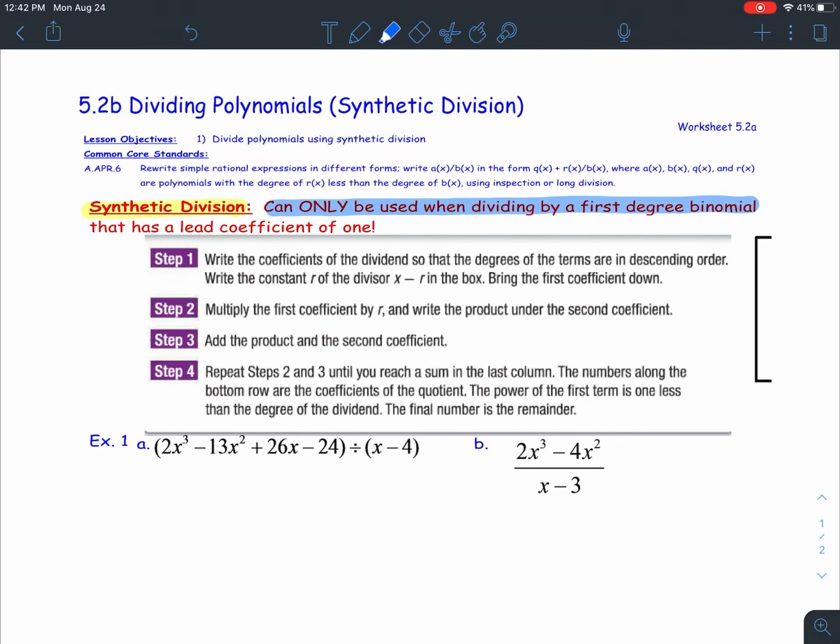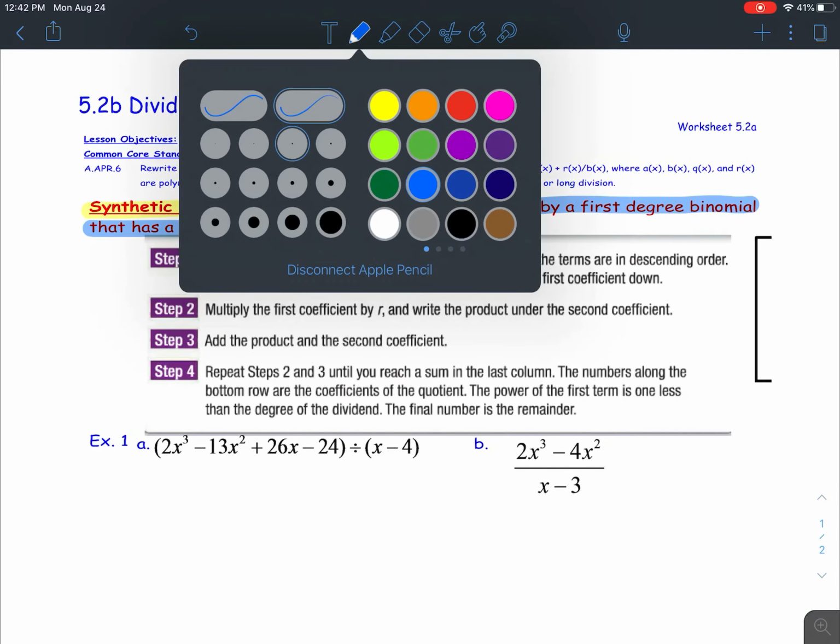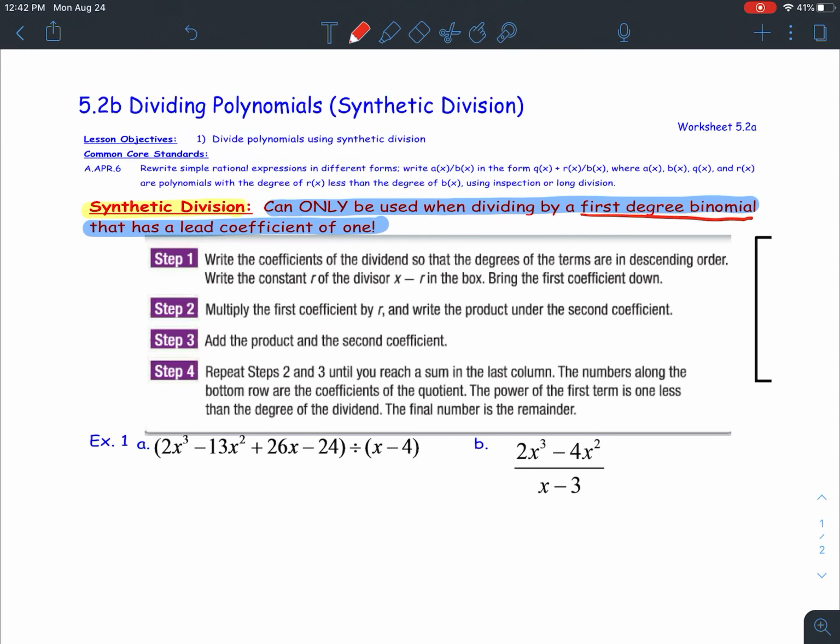You can only use synthetic division when you are dividing by a first degree binomial, and it has to have a lead coefficient of 1. Let me explain what that means so that it's clear, because it's possible on a test you could be given a division problem and you need to know when the situation would arise that it would be okay for you to use synthetic division. Long division will always work. Synthetic division can only be used in this circumstance.